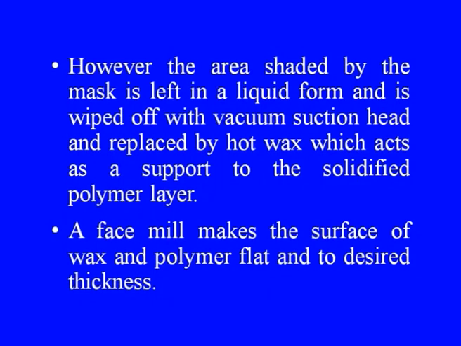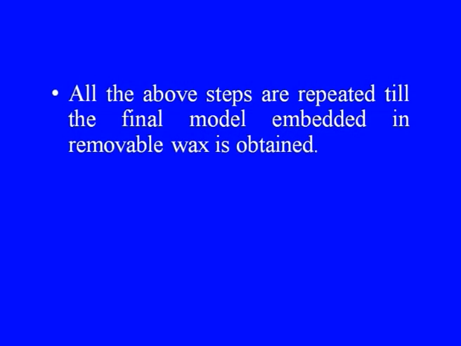However, the area shaded by the mask is left in liquid form and is wiped off with a vacuum suction head and replaced by hot wax, which acts as a support to the solidified polymer layer. A face mill makes the surface of wax and polymer flat and to the desired thickness. All the above steps are repeated until the final model embedded in removable wax is obtained.